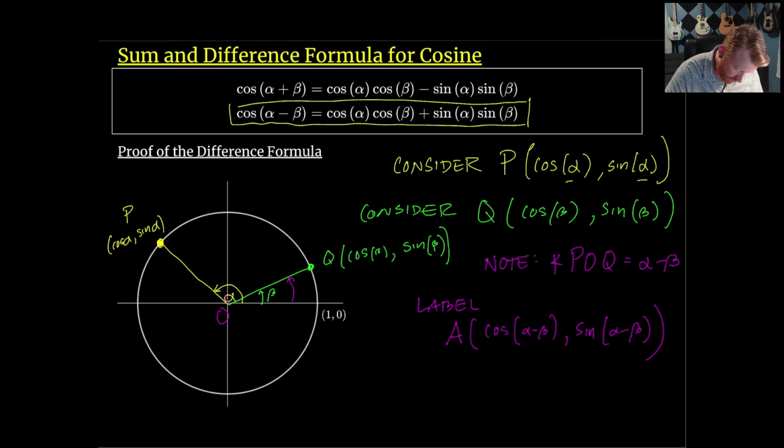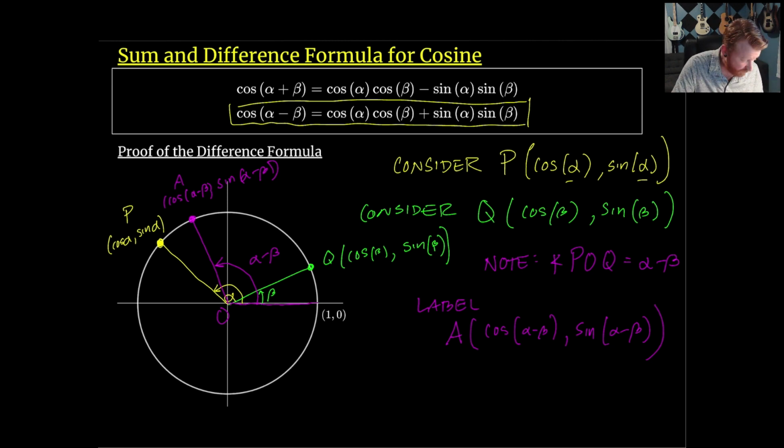So A is going to be kind of over here if I'm thinking about the difference between P and A being the same as the distance from the x-axis to Q here, since those will be the same. So here is the point A, and it is at cosine of alpha minus beta, sine alpha minus beta. Okay. So we are getting this angle here is alpha minus beta.